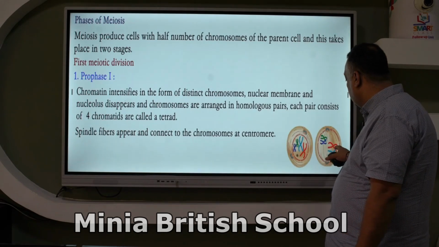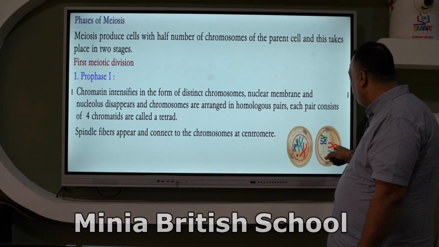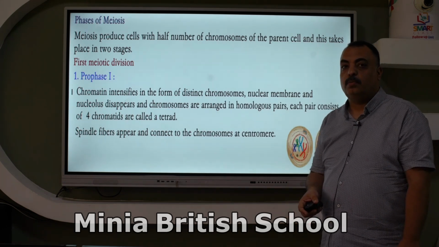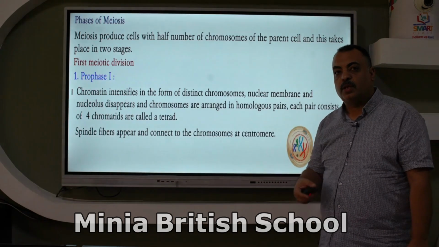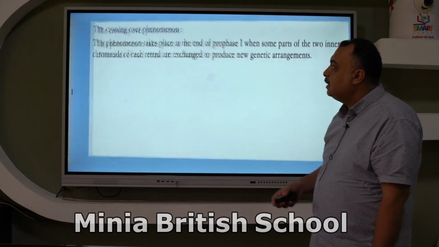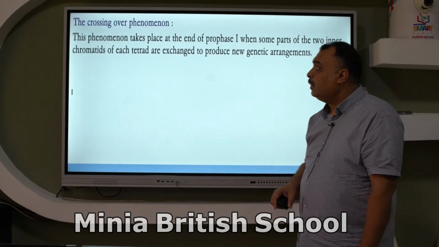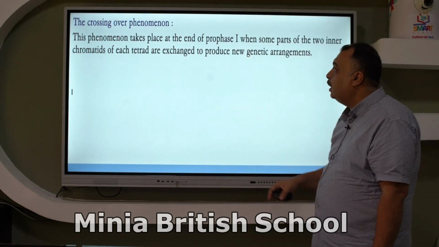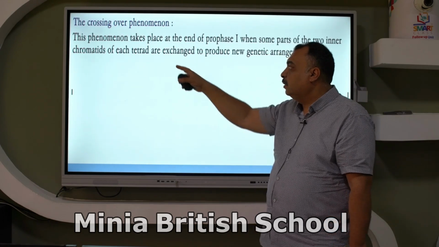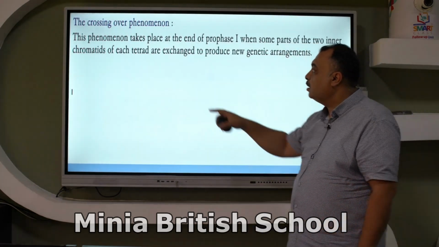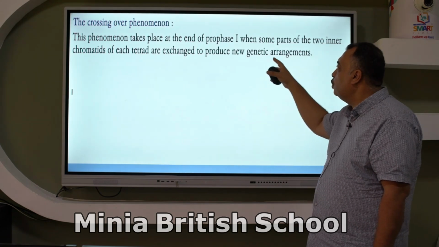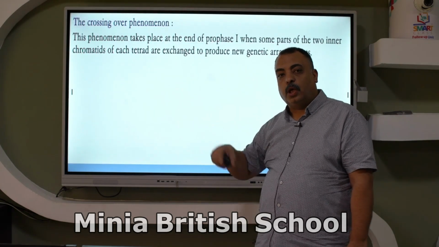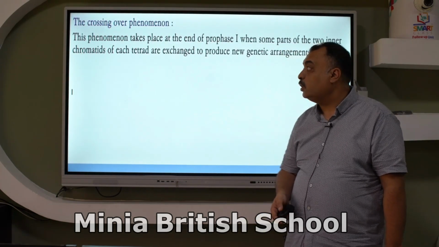The internal chromosomes exchange some genes or some parts of the internal chromatids to form a new combination, or a new structure, for the chromosome. This is known as the crossing over phenomenon. It takes place at the end of prophase 1, when some parts of the two inner chromatids of each tetrad are exchanged to produce new genetic arrangements. This makes a genetic variation which will appear in the next generations.